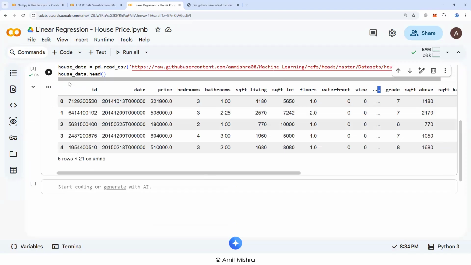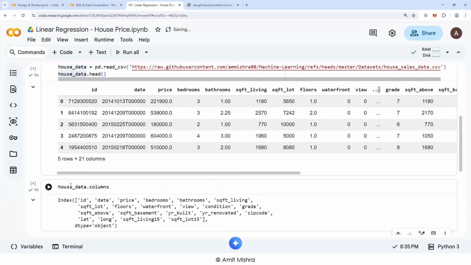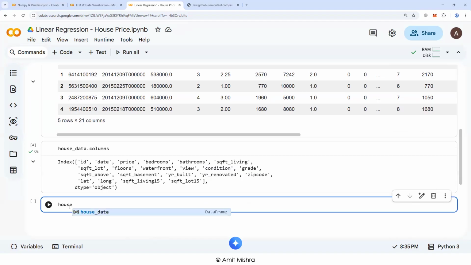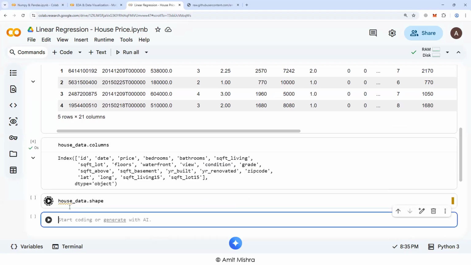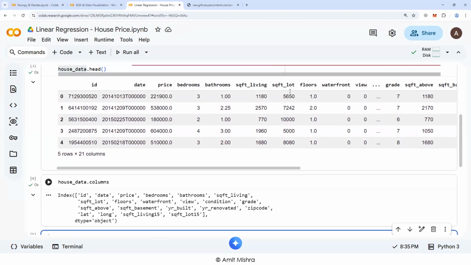Let me show you all the columns. To show all the columns, we can use dataframe.columns, and it will show you the list of columns which are hidden. After view, there is the condition of the house. That's it, which was hidden in between. Now the total number of rows and columns, let's see that with the help of the shape function. Shape returns rows and columns. 21,613 are your number of rows and 21 are your number of columns.